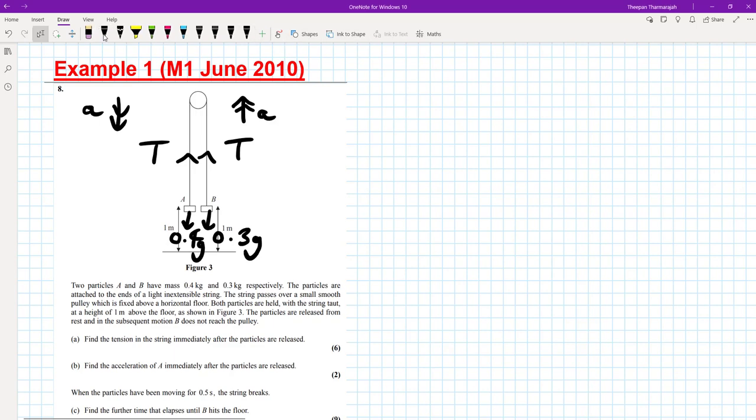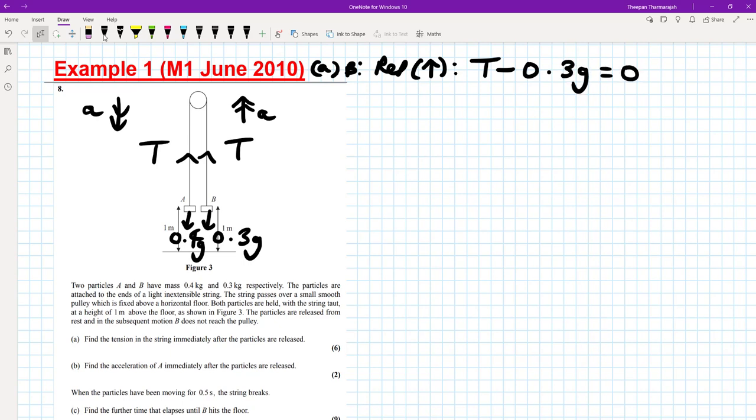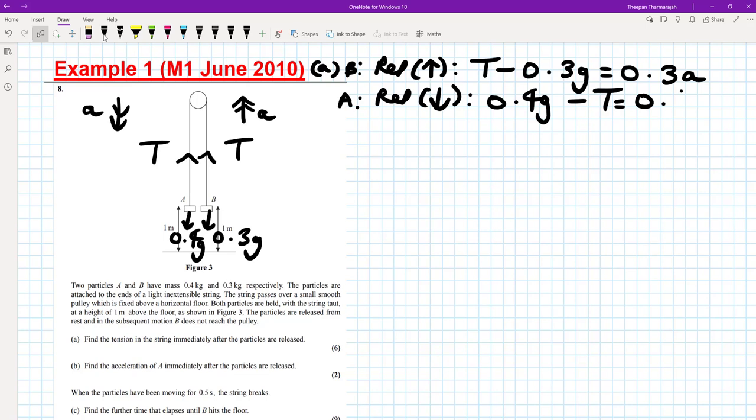So the first thing we ought to do is to resolve. Let's do particle B first, as that's going upwards. So we're going to resolve vertically. So it's going to be T minus 0.3g equals 0.3a. Then for particle A, it's going downwards, so we're going to resolve downwards. So we're going to say 0.4g minus the tension equals 0.4a.